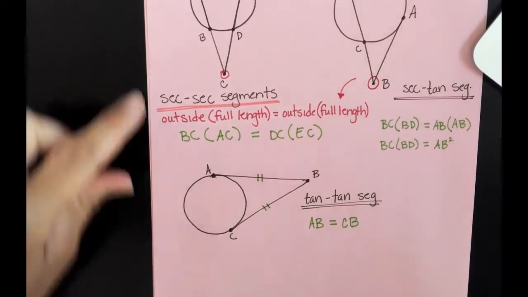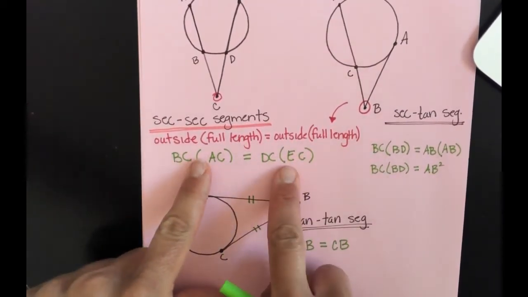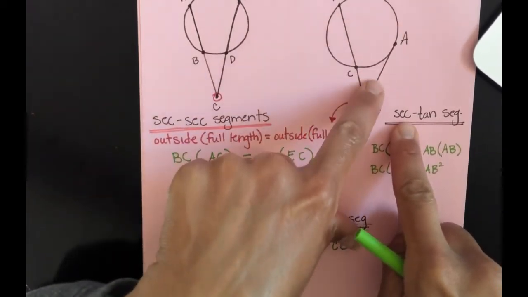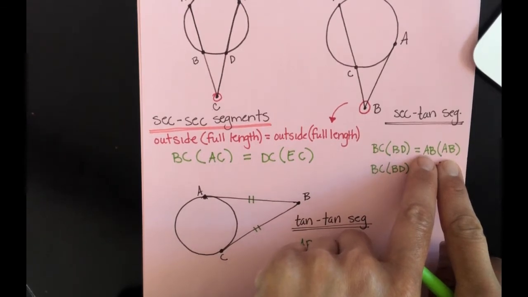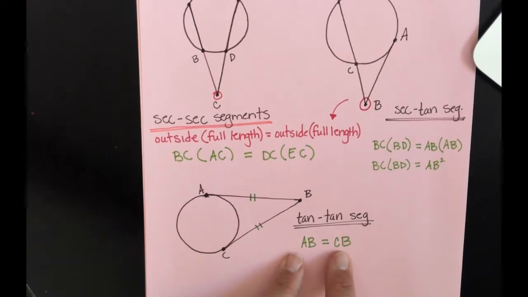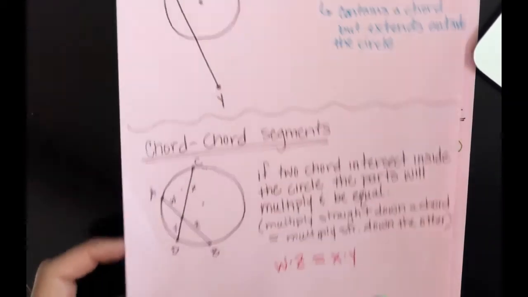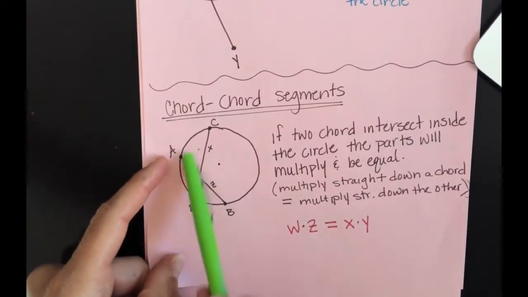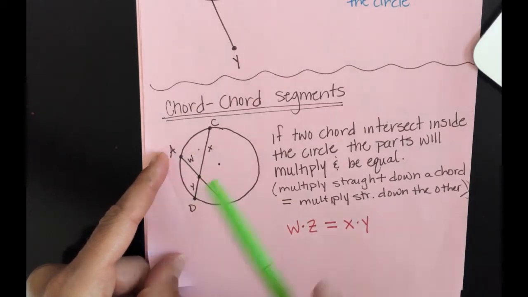So we have our secant segments, outside times the full length, outside times the full length. Our secant tangent segments, it is still outside times the full length, outside times the full length. And we do have tangent segments where they just appear to be equal. The only one that's different, and that's because it's all inside our circle, is here, where you multiply straight down and you multiply straight down.